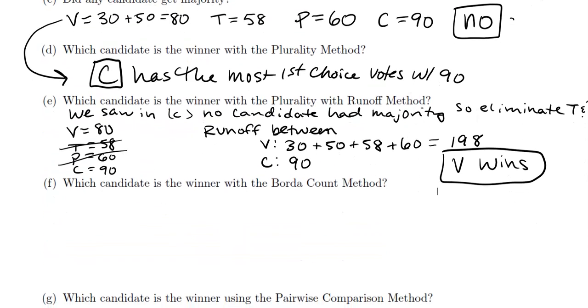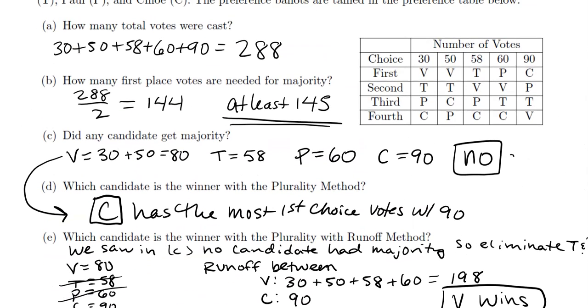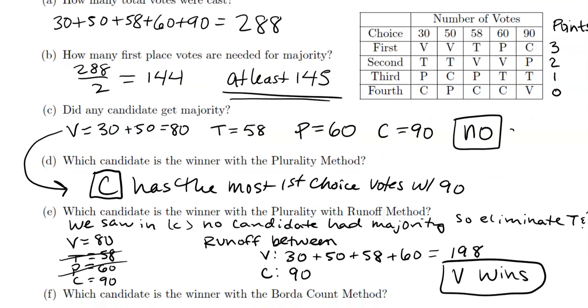So remember, with Borda count, we're looking at points. We would award 0 points for 4th place, and then we would have 1 point, 2 points, and 3 points for our highest place. So start at 0 and work our way to the top. And then we're going to go candidate by candidate and award those points out.